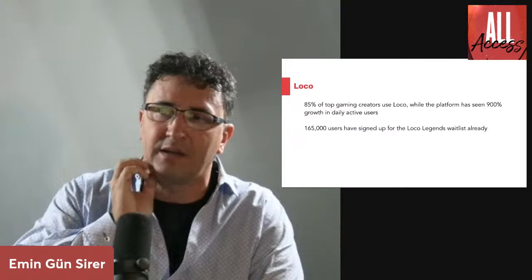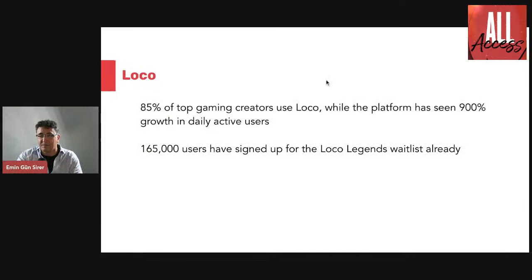And just so you get a sense of the scale of this thing, the Loco Legends wait list, which is the thing that's going to use the subnet, has already 165,000 people on its wait list. So that's far more than our competing chains that want to come in and use this thing. And I'm thrilled about this. So can't wait to see this happen.